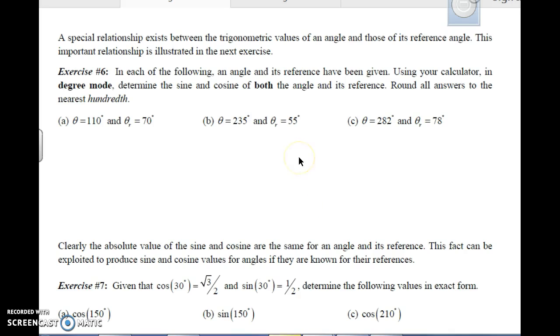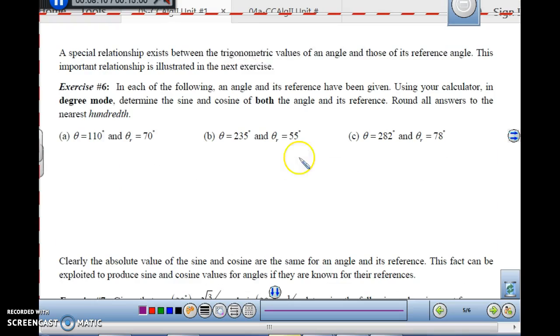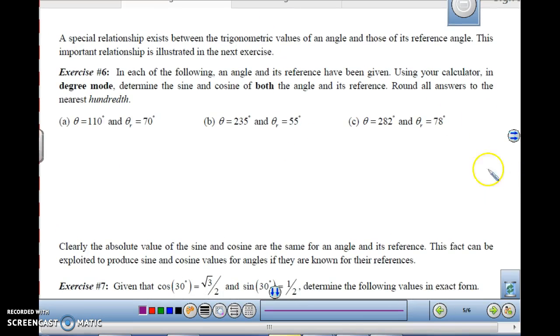All right, now let's take a look at reference angles, the angle of any angle and its reference angle, and the trig values that go with them. So let's take a look at an angle and its reference that have been given. Okay, so if I have the angle 110, its reference angle is going to be 70 degrees. All right, so if you're at 110, which would be here, the reference angle, remember, is measured from the x-axis, and is going to be 70 degrees. All right, now let's see. In degree mode, determine the sine and cosine of both the angle and its reference. So we want to know the sine of 110 and the sine of 70, and the cosine of 110 and the cosine of 70.